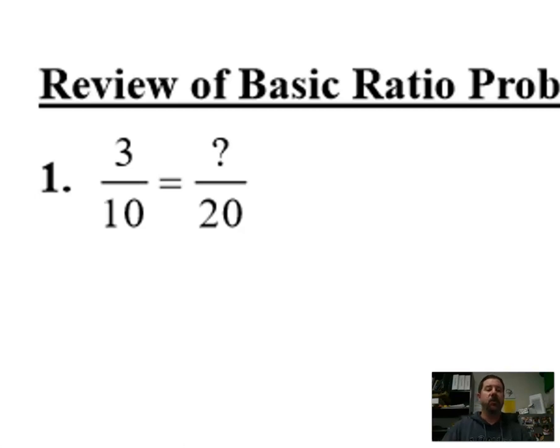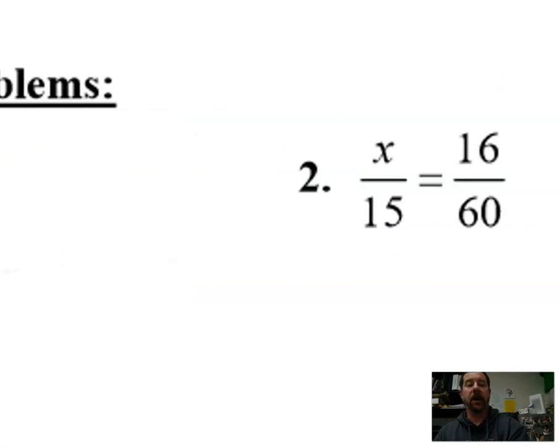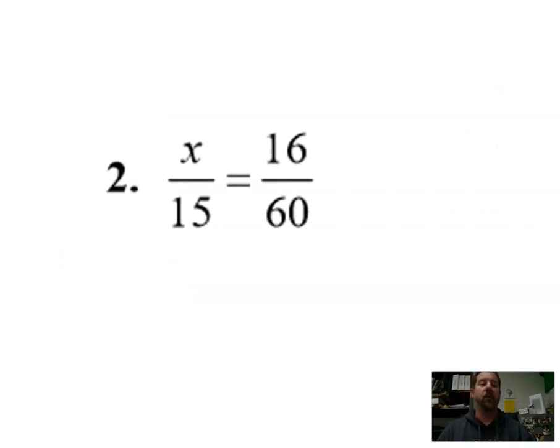And a lot of times you can solve a proportion by just finding the equivalent fraction. Hey, how do I go from 10 to 20? What did I have to do? Oh, we multiplied by 2. So if I do that to the bottom, I should probably do that to the top. And so my question mark would be 6, or this would be 6 over 20, the equivalent fraction. So a lot of times we can do this. Other times, it might be the other way around.